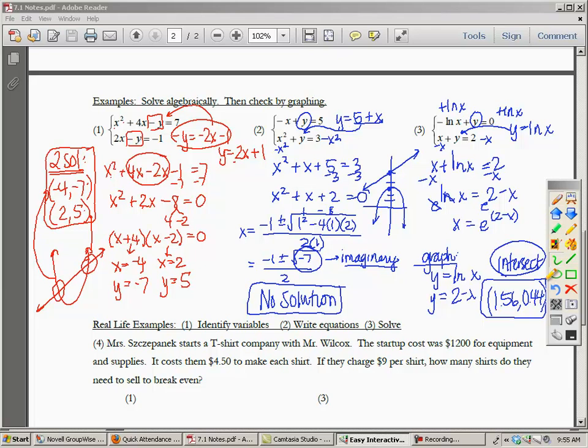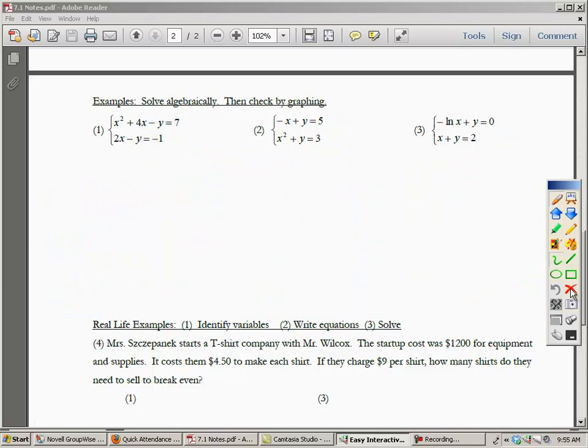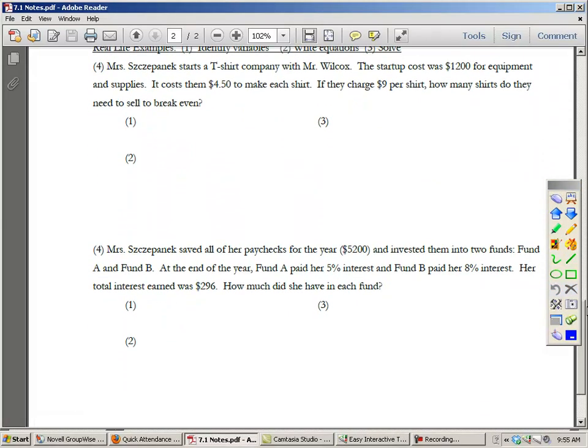All right, we've got 2 real-life examples for you. So let's slide these down.